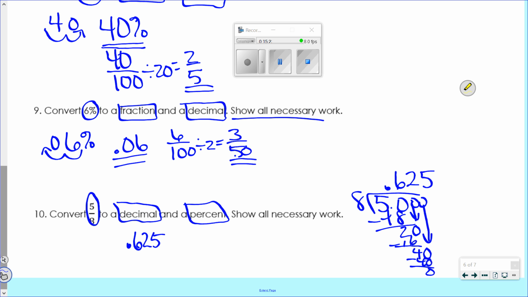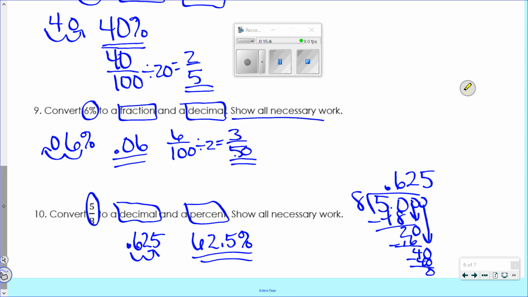625 thousandths. So how many times do I move my decimal to make it into a percent? Dion? 2. Does it ever change? Do I ever do anything but 2? Never. Decimal to percent, it is always 2. So don't get caught up with the fact that it's got 3 spaces in the number. You still only move it twice, so 62.5%.